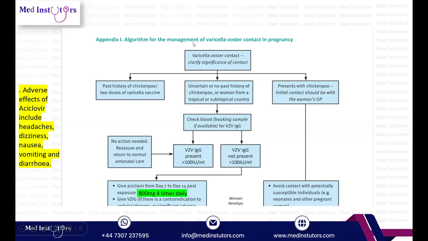Because various studies show that if it is given before, it is not as effective as it should be, right? So that is why from day 7 to day 14, that will be a total of 7 days. And what would be the dose? It would be 800 milligrams 4 times daily, right? And you must remember that once you are giving medication to any of the patients, you must remember the side effects: headache, dizziness, nausea, vomiting, and diarrhea, right?